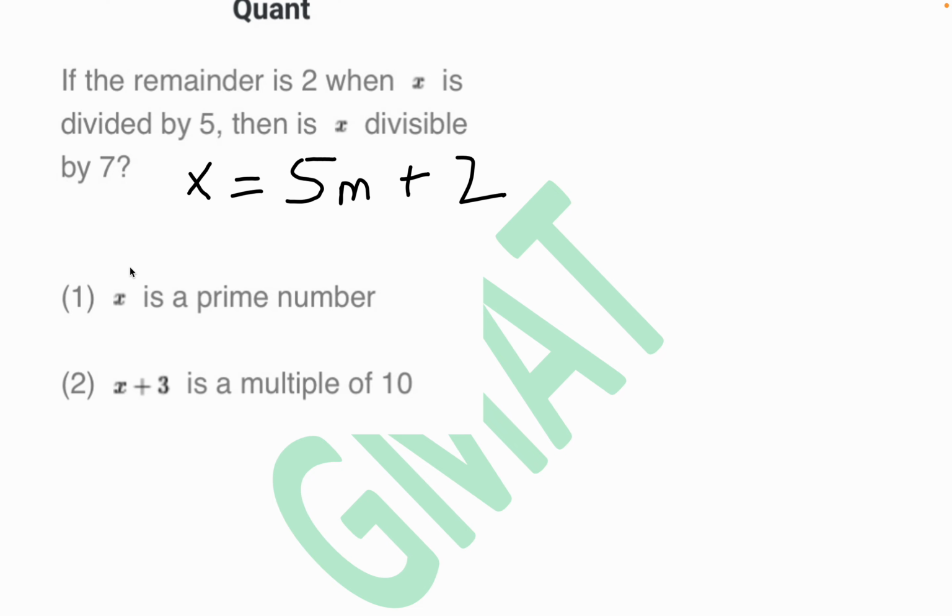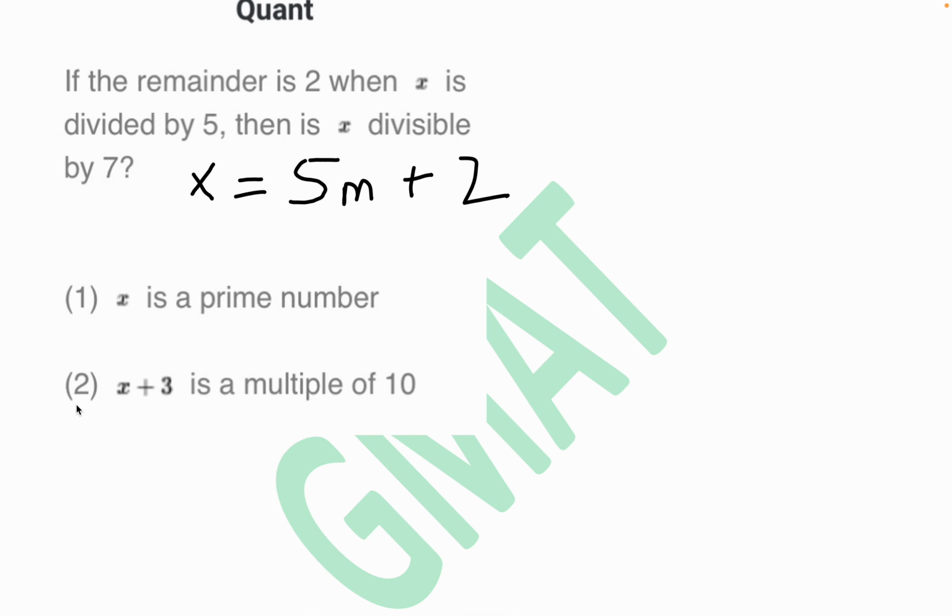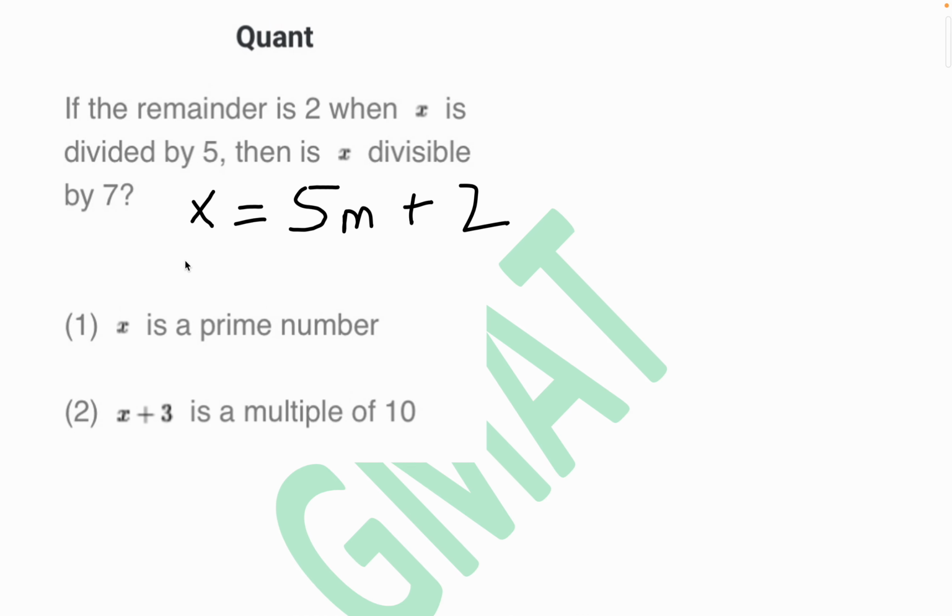Practice problem where they give us these conditions. If the remainder is 2 when x is divided by 5, then x is divisible by 7. And they want to know if either of these conditions support that claim. Now, just an example here.